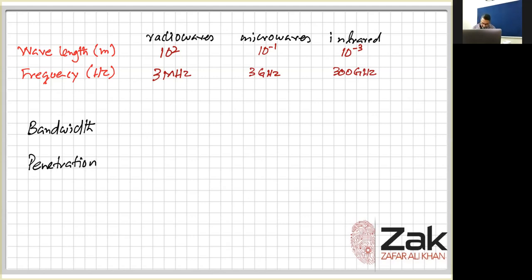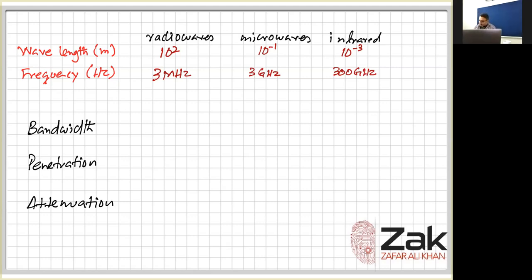and attenuation. So bandwidth means how much data it can transfer. Penetration is whether it can cross through any hindrance that comes, like doors and walls and furniture and all. And on a higher scale, if it can go outside the Earth's ionosphere. And attenuation means how much of the signal it loses when it travels. So the distortion of the signal as a result of the distance, that is attenuation.